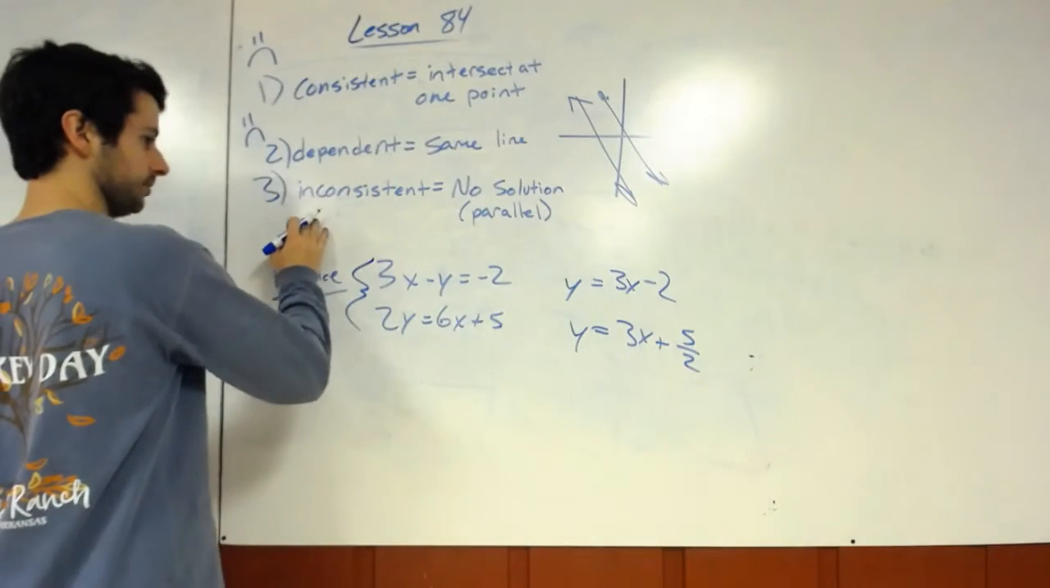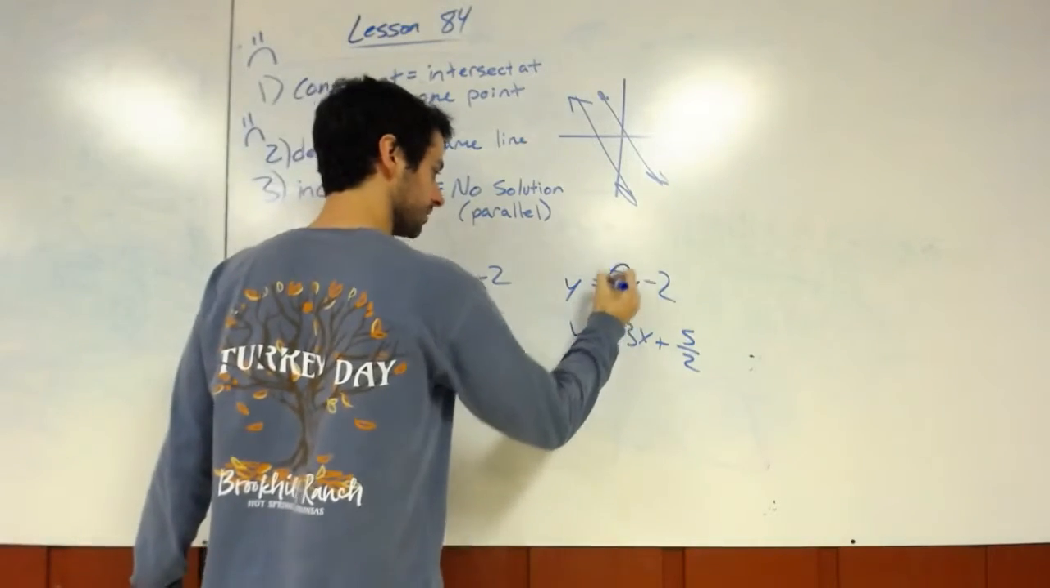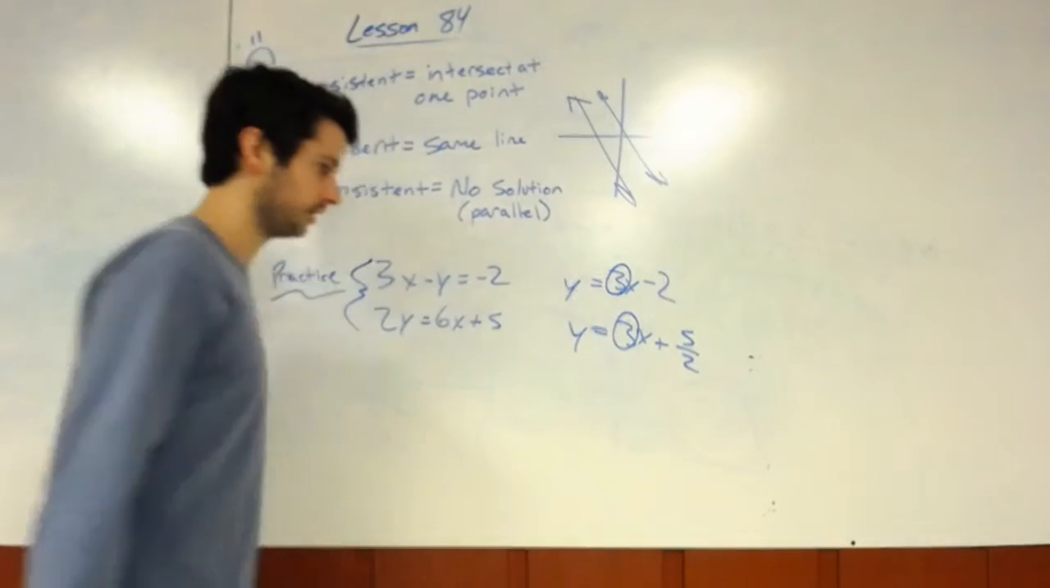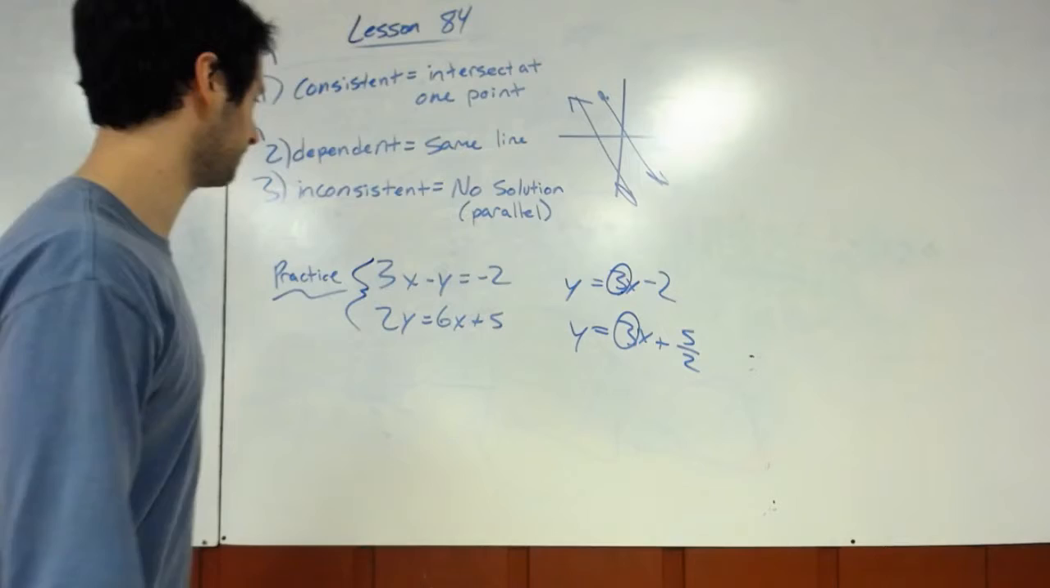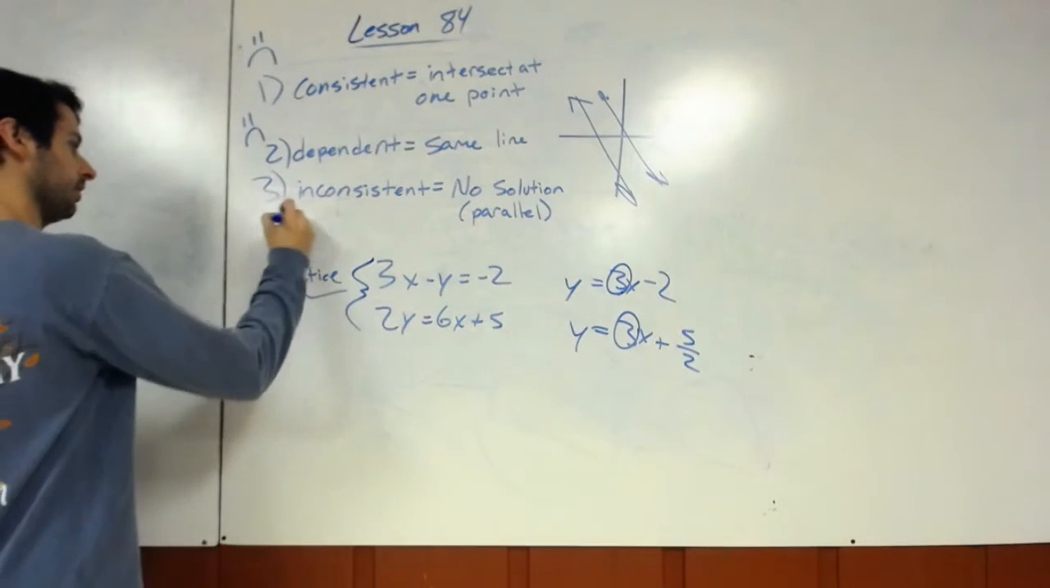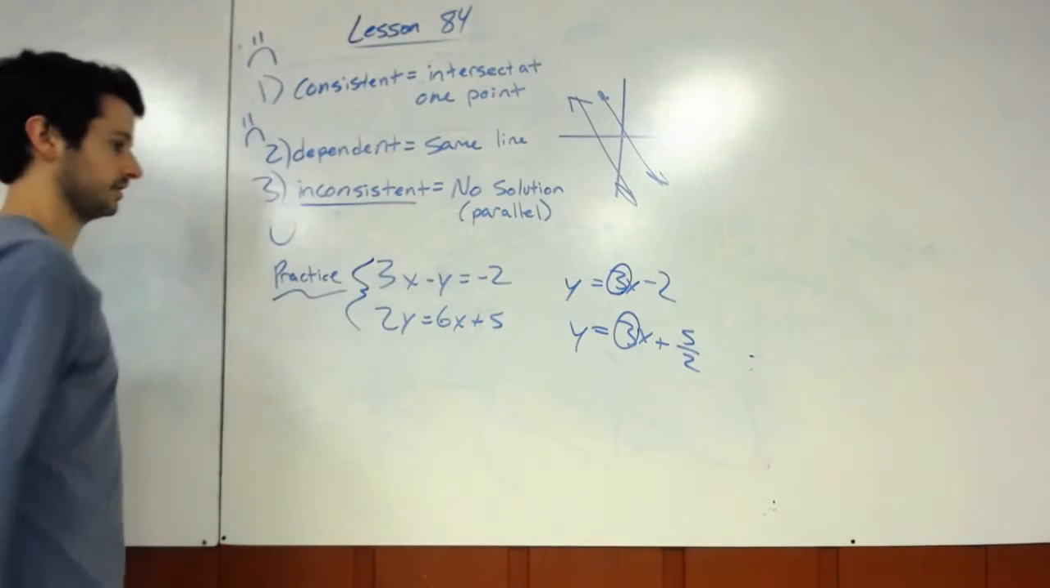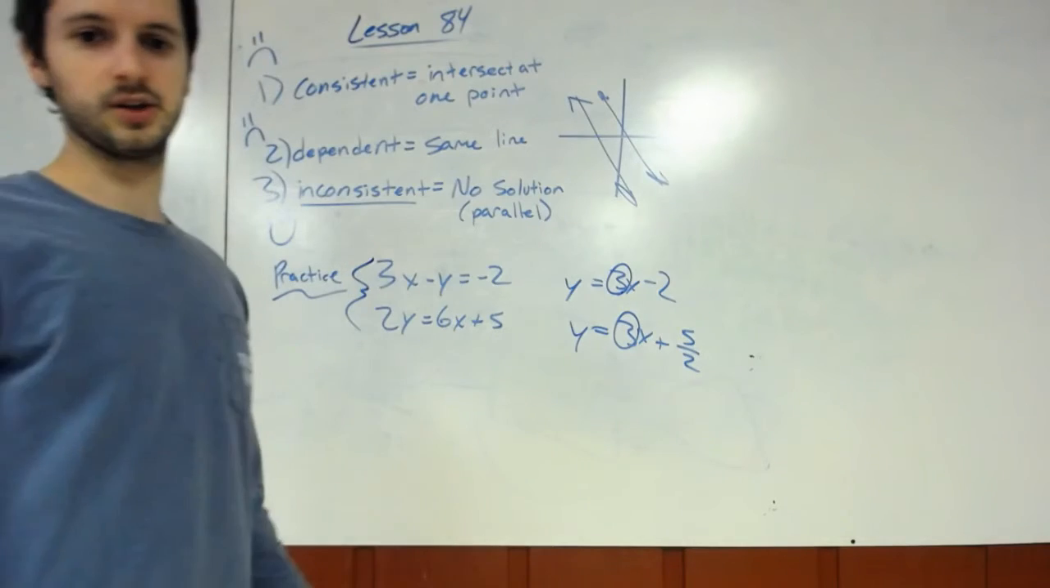Inconsistent means you have parallel lines. Well, my slope here is 3 on both of them, so we know that it's parallel, different y-intercept, so it would be an inconsistent system. And that's all you have to do for lesson 84.